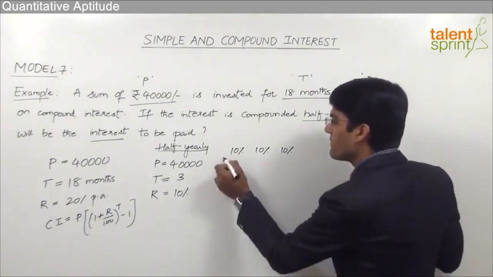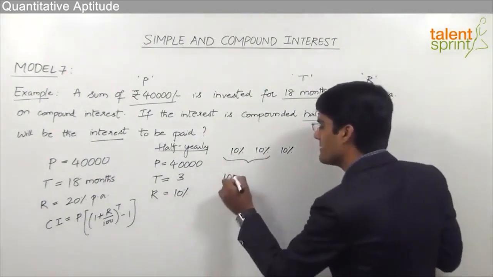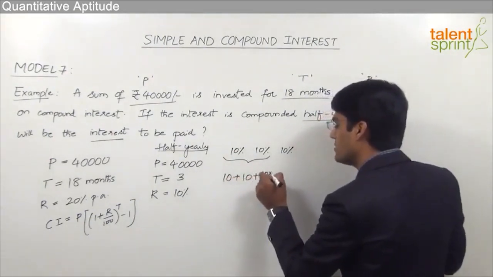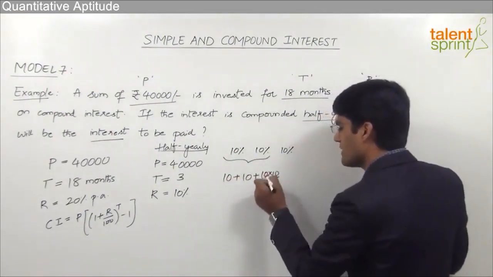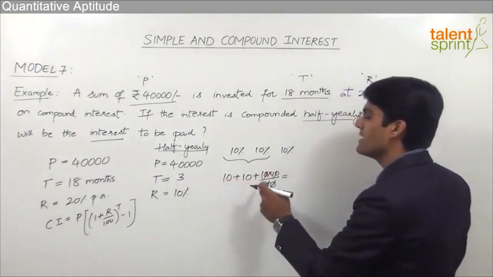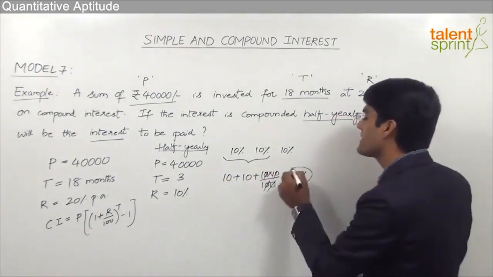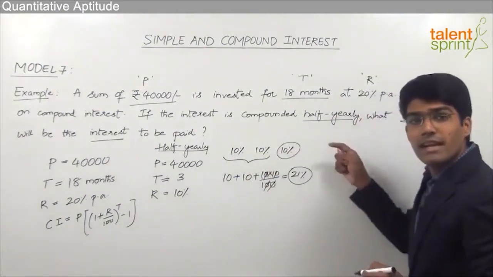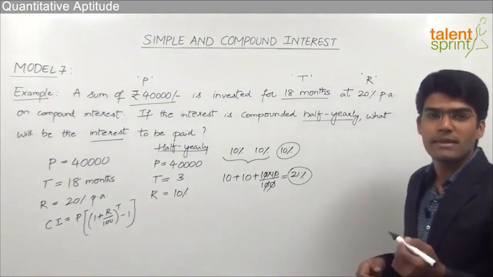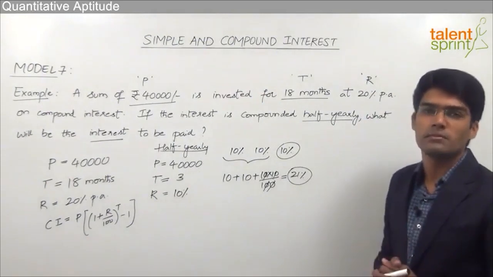So applying the formula for the first 2 percentages, we get 10 plus 10 plus 10 into 10 by 100. So zeros anyway get cancelled. We have 10 plus 10, 20 plus 1, 21%. Now with this 21% and the left out 10%, we again need to apply A plus B plus AB by 100% to find out the overall compound interest.